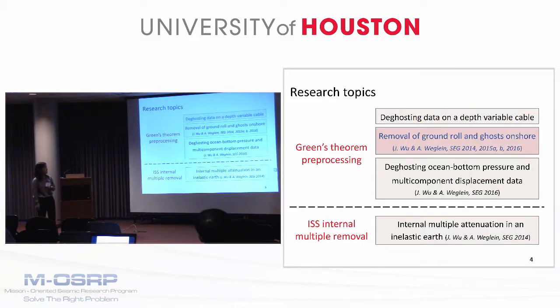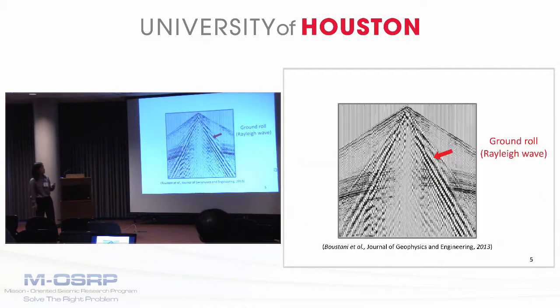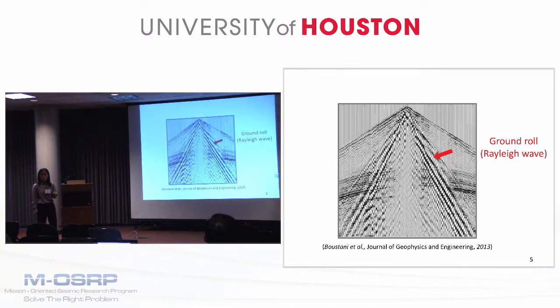So the second part, we extend the Green's theorem wave separation from offshore to onshore for ground roll removal and for ghost removal. This is a land data example. As you can see, the ground roll actually dominates the energy. The separation of the ground roll without damaging the reflection data is a high priority for onshore processing.